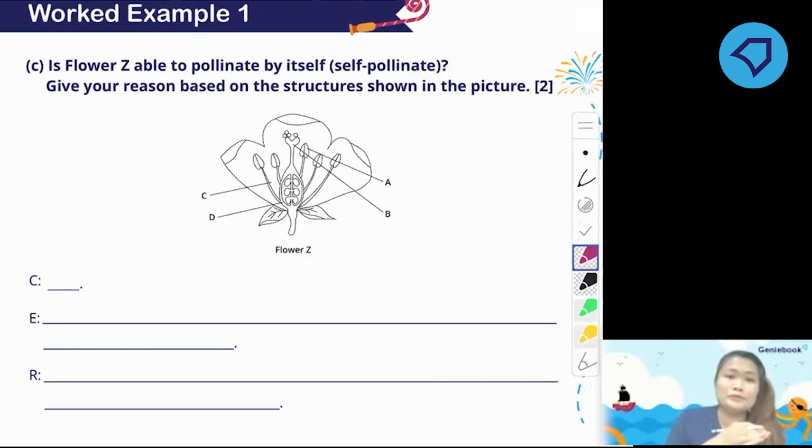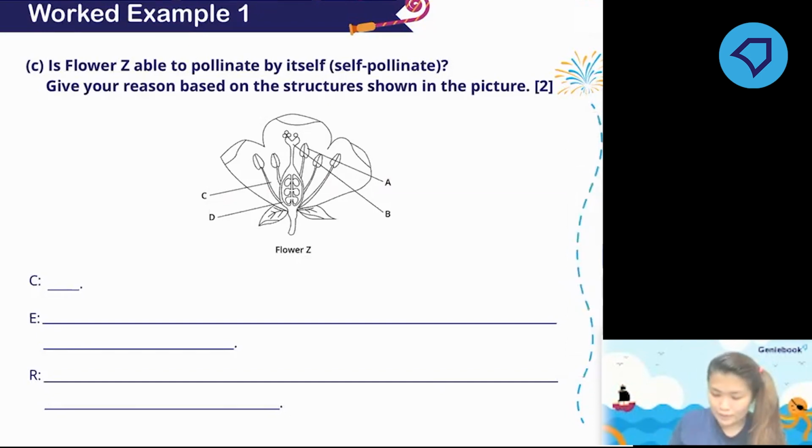It still needs the male to reproduce, because for self-pollination, sometimes the flower itself will have both male and female parts, like what you can see here in the diagram. They have both male and female reproductive organs, so it will be able to self-pollinate. So why is it able to self-pollinate? It is because the pollen within the flower, from the anther, is able to be transferred to the stigma.